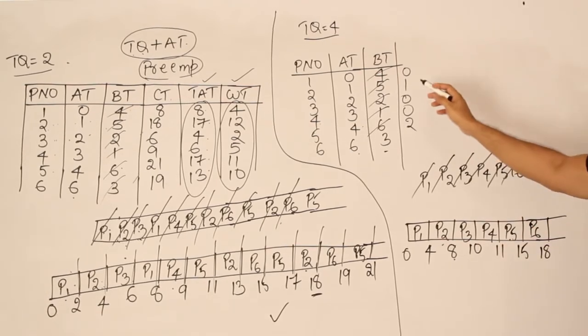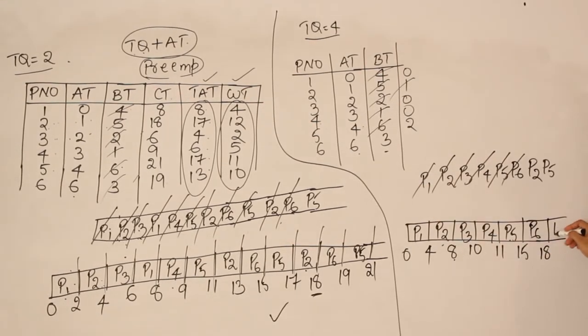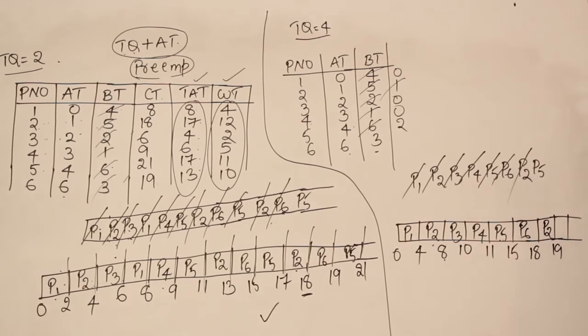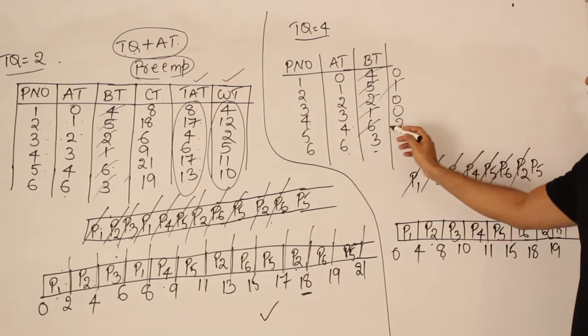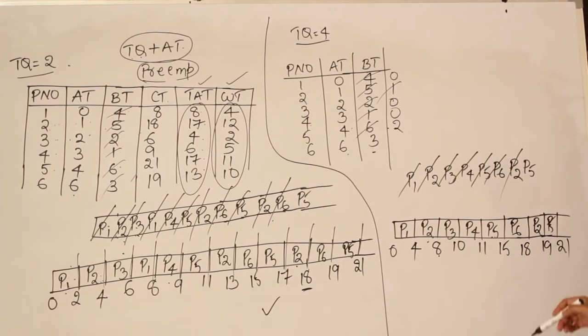And what is the next one? P2. P2 requires only 1 unit because it already executed for 4 units, right? Therefore it is 19, right? And P2 need not be added again. Then finally P5, right? So how much time does P5 require? 2 more units, therefore it is 21, that's it.